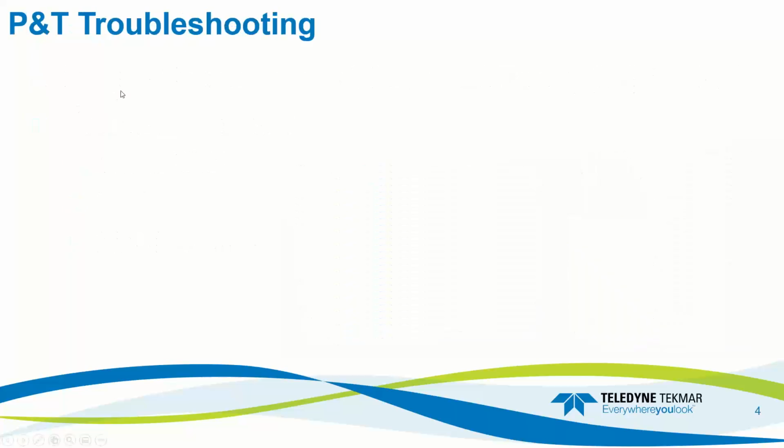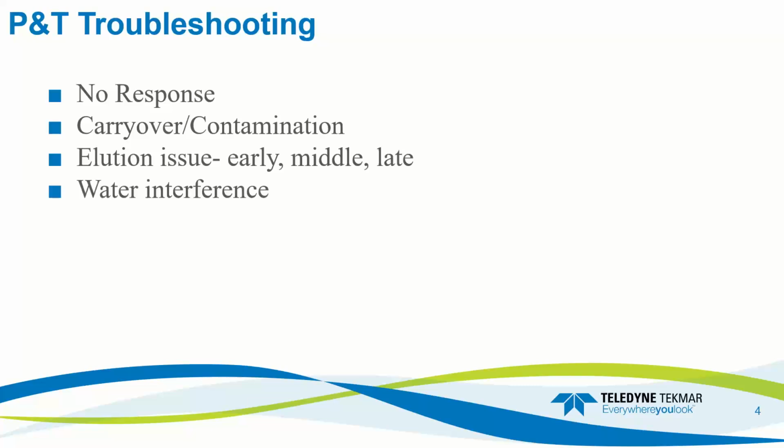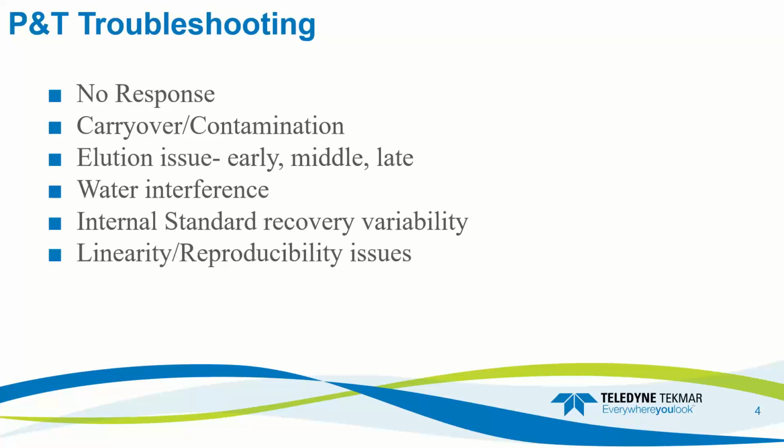So a little outline of what we'll be covering today in our Purge and Trap troubleshooting. We'll cover no response from your analytes, carryover and contamination, elution issues (middle, early, and late), water interference, internal standard recovery variability, linearity and reproducibility issues, and then our two TechLink tools that we have to help with troubleshooting, which will be the system leak check and the benchmark test that I'll also go over.